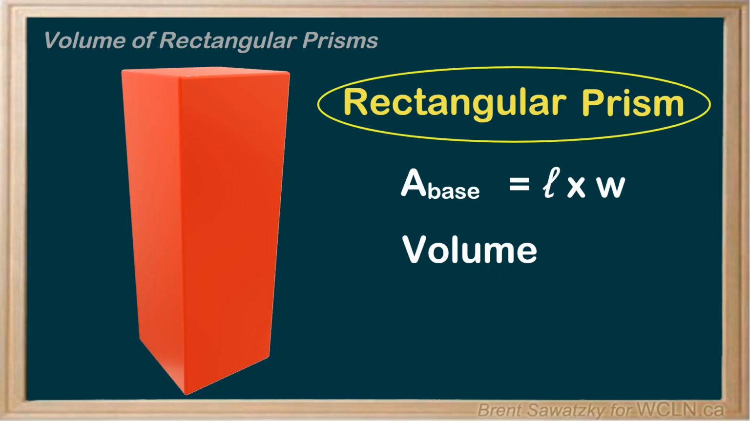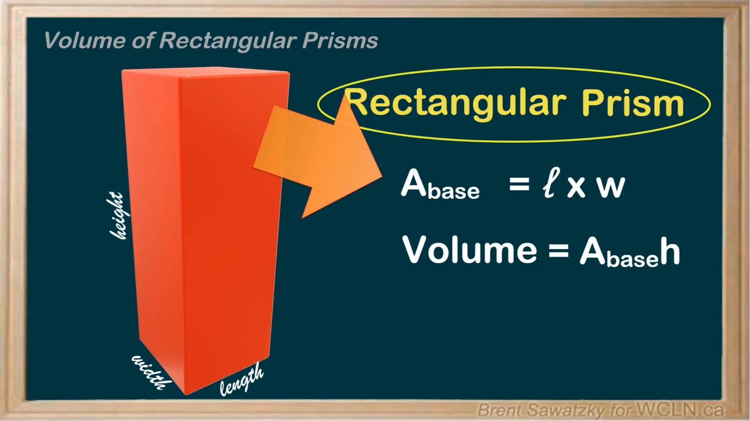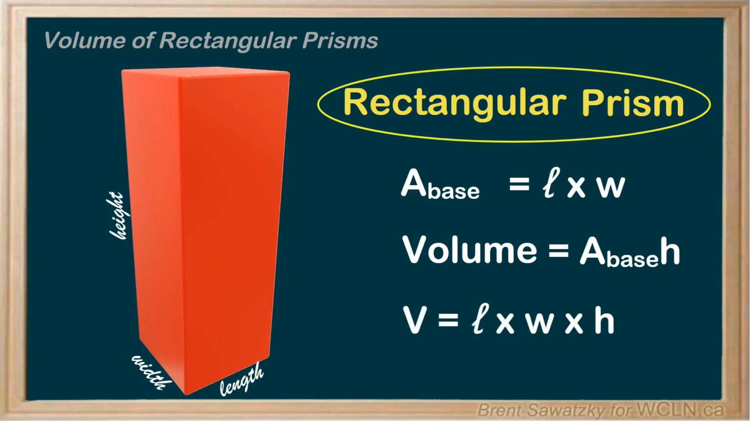But how much volume? So for all prisms, including rectangular prisms, we can use this formula. Volume equals area of the base times the height. Now, in this case, the area of the base is length times width, or could be side squared, and we multiply it by the height. So for a rectangular prism, our equation could be length times width times height.